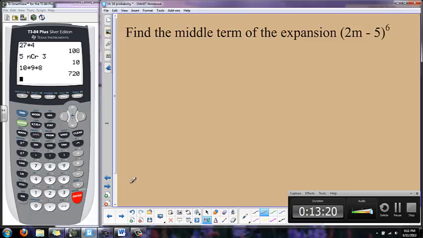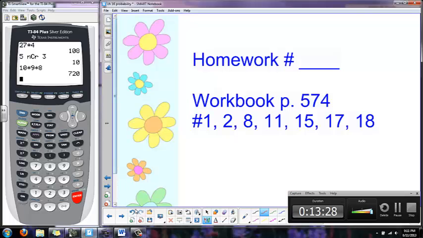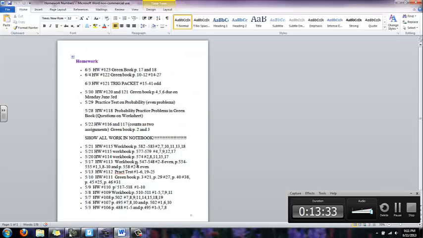Find the middle term of the expansion. Well, you would draw out 7 lines and you would do the 4th term yet again, just like what I just did. And then this is the homework.